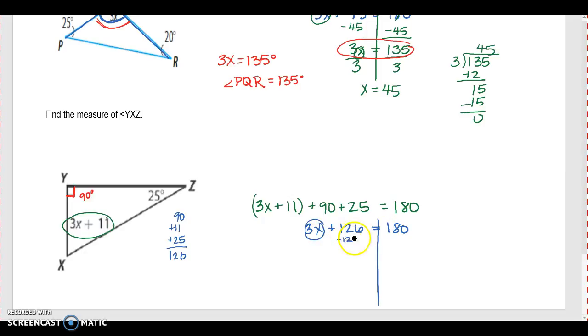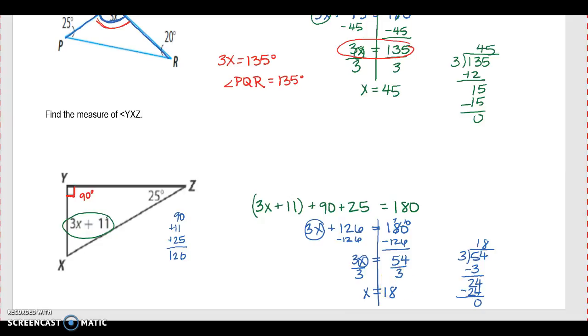I need to get rid of positive 126 by subtracting 126. And I have to borrow, 8 becomes 7. 10 minus 6 is 4. 7 minus 2 is 5. 1 minus 1 is 0, so 54. So 3x equals 54. Again, I need to get x by itself. So 54 divided by 3. 1 times 3 is 3. 24, 3 times 8 is 24, 0. So x equals 18.